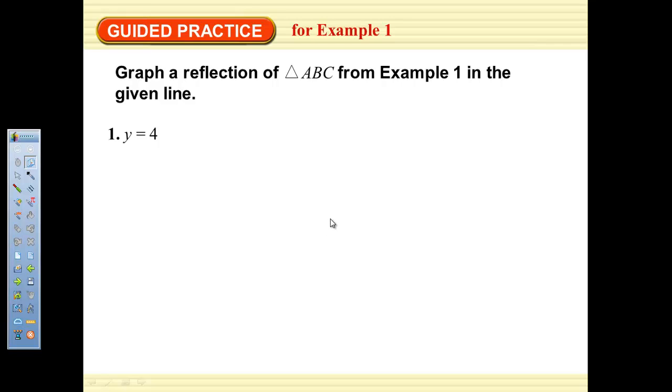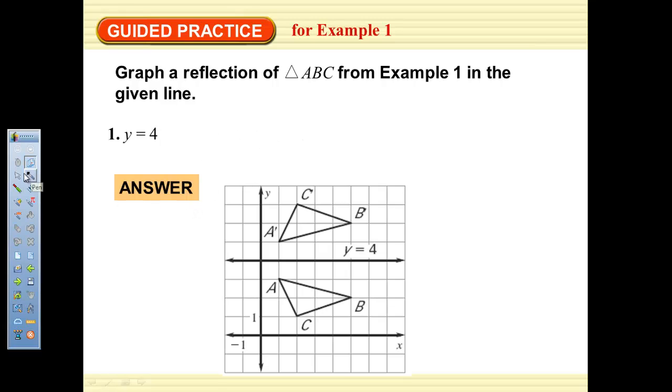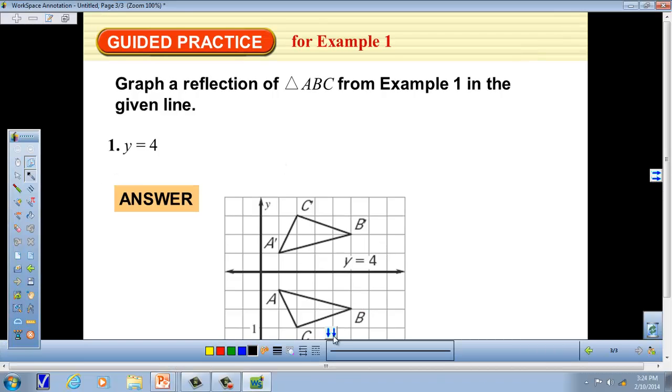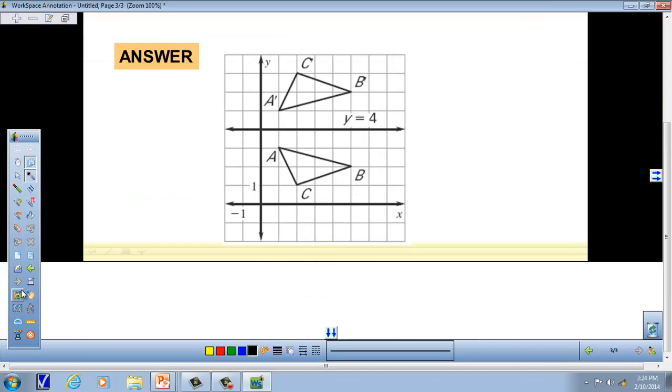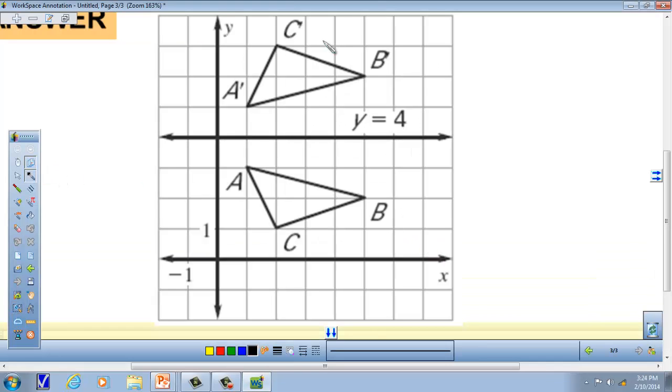And we want to graph the points from example 1 for the line y equals 4. That would look something like this. We'll just take a look at it again, and zoom in real quick. Again, the points here are 1, 3, 5, 2, and 2, 1. So we look at the line y equals 4.